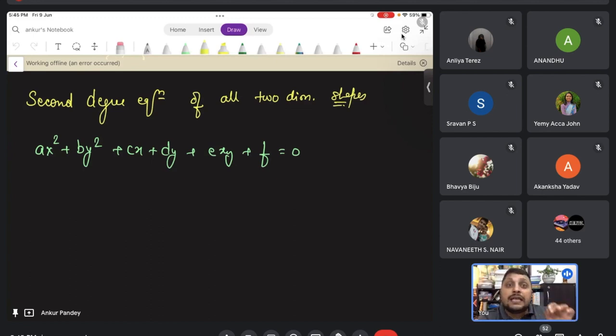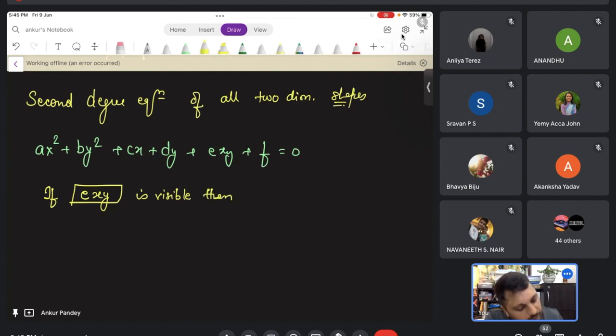If you see x into y, please note. If exy is visible, then pair of straight lines. I'll tell you what a pair of straight lines means.